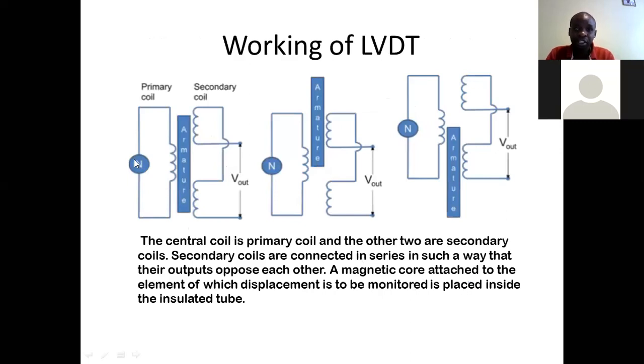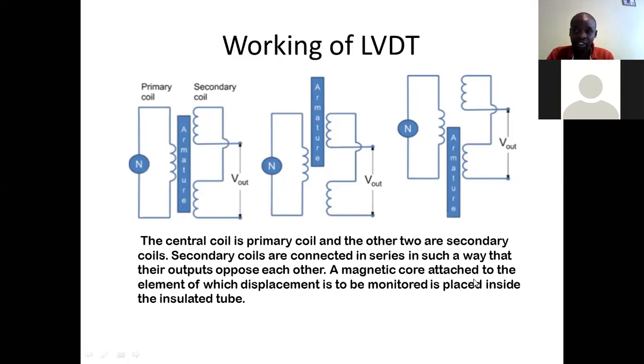So we want to understand it. It has a primary coil and some secondary coils. The secondary coils are wound in such a way that they are opposite each other, such that when there is no load or there is no armature here which is moving, then the output voltage is actually equal to 0. So the central coil is the primary coil, and the other two are the secondary coils, this one here and this one over here. The secondary coils are connected in series in such a way that the output opposes each other. So it's just the winding. One could be wound clockwise, the other one anti-clockwise, and they are of equal magnitude so that the output becomes 0.